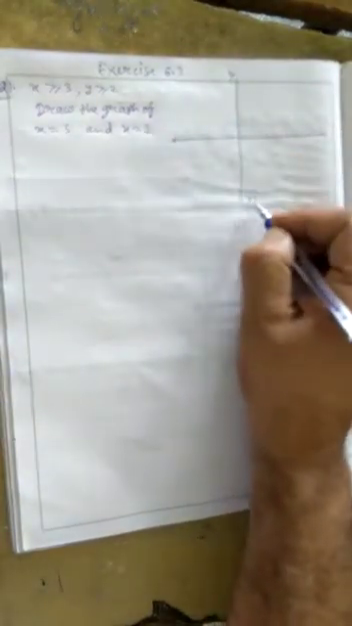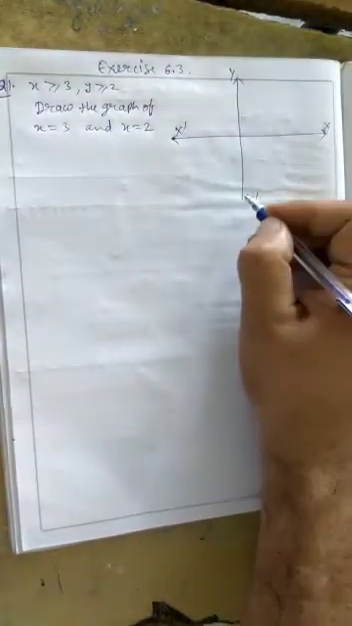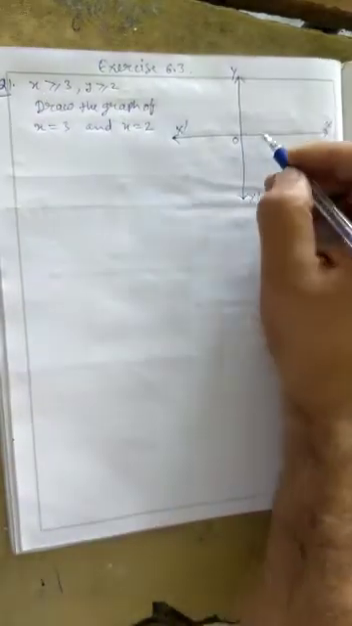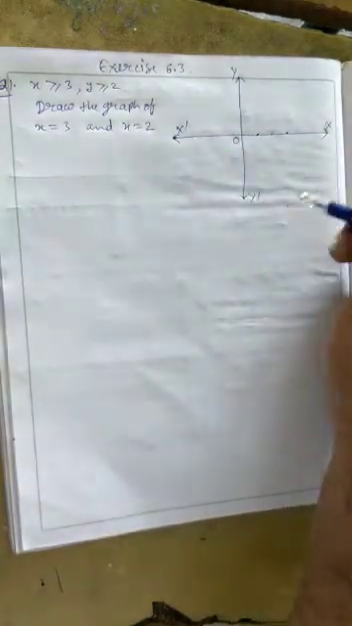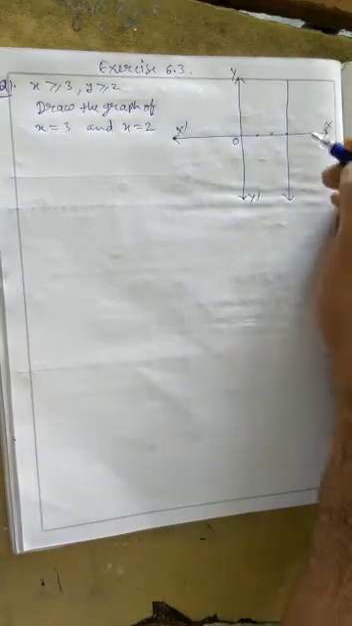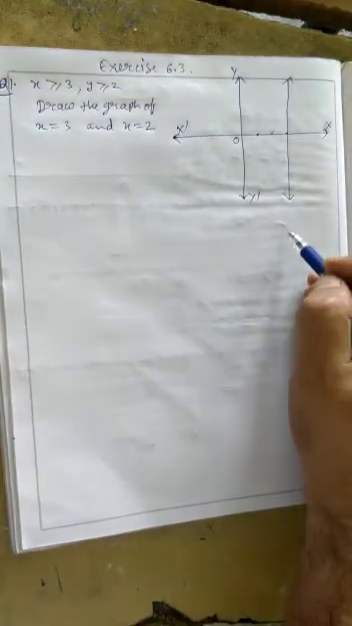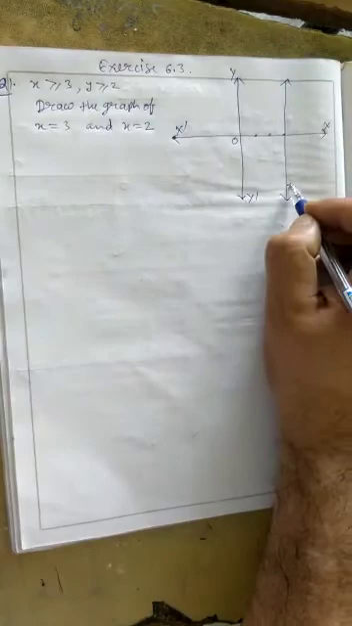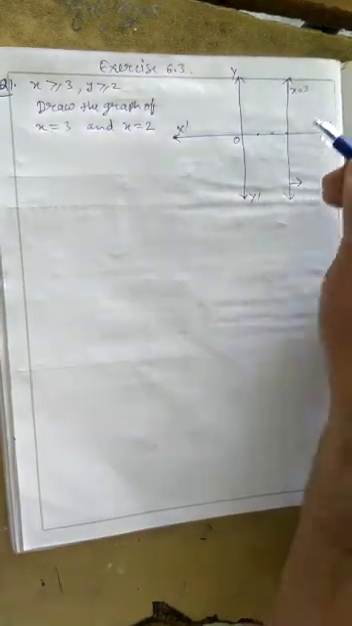Y dash, x dash and x. This is the origin O. For x equal to 3, you take 1, 2 and 3. It is x equal to 3. The value of y may be anything, so you can go upward or downward, in both directions. Since the equal sign is involved in this inequality, we have to draw a dark line. For x greater than or equal to 3, the value of x must be to the right side of this line, if this line is x equal to 3.